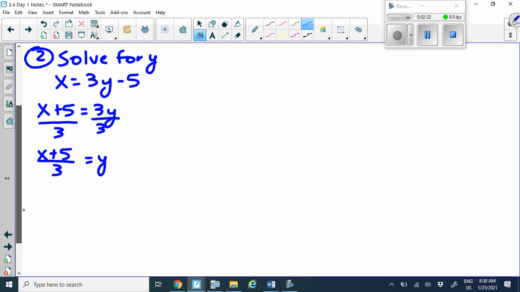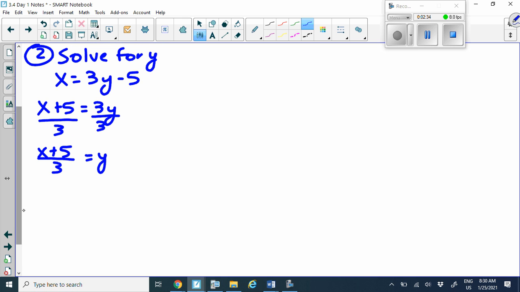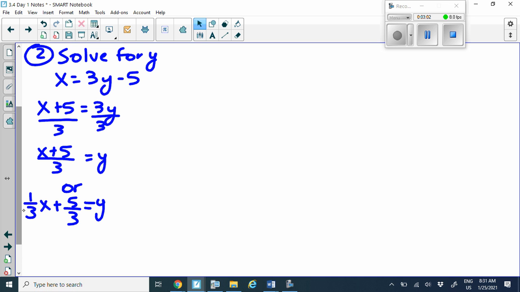Now, you could rewrite this if you wanted to. You could rewrite it as y equals, we could take our x over 3, so that could be 1/3 x, and then the 5 over 3, so that could be plus 5/3. Okay, so both ways of writing them are correct there. Now make sure when you do rewrite, another thing is we do need to change our y into a different notation. So that's going to be our last step.